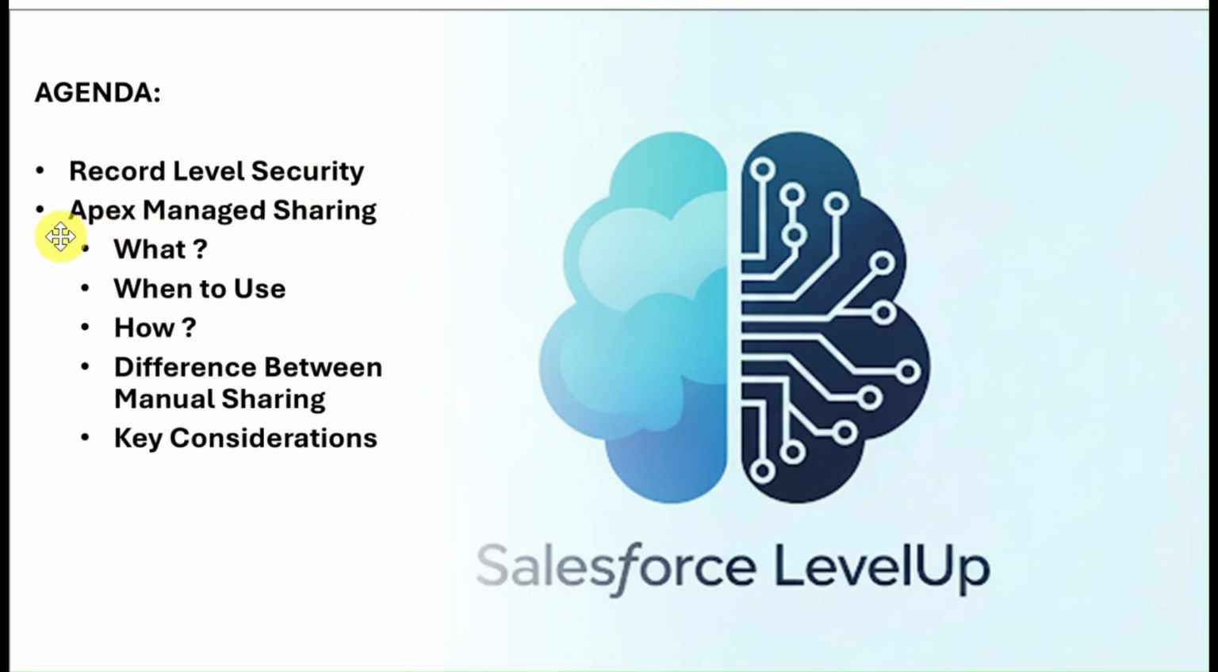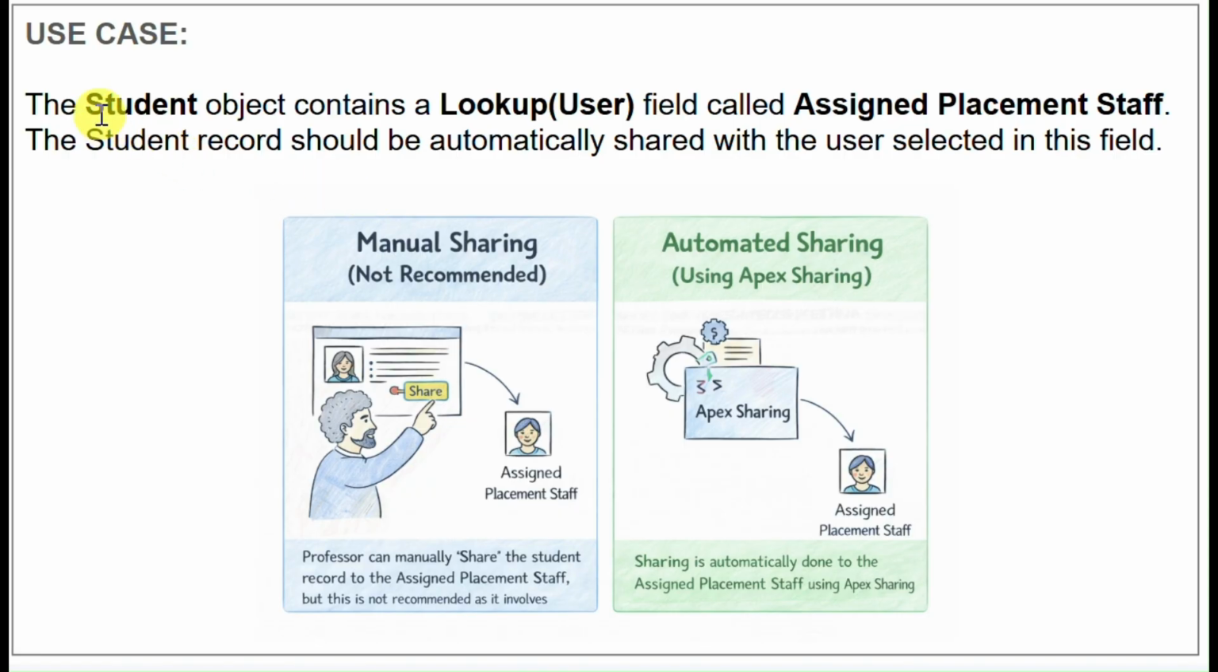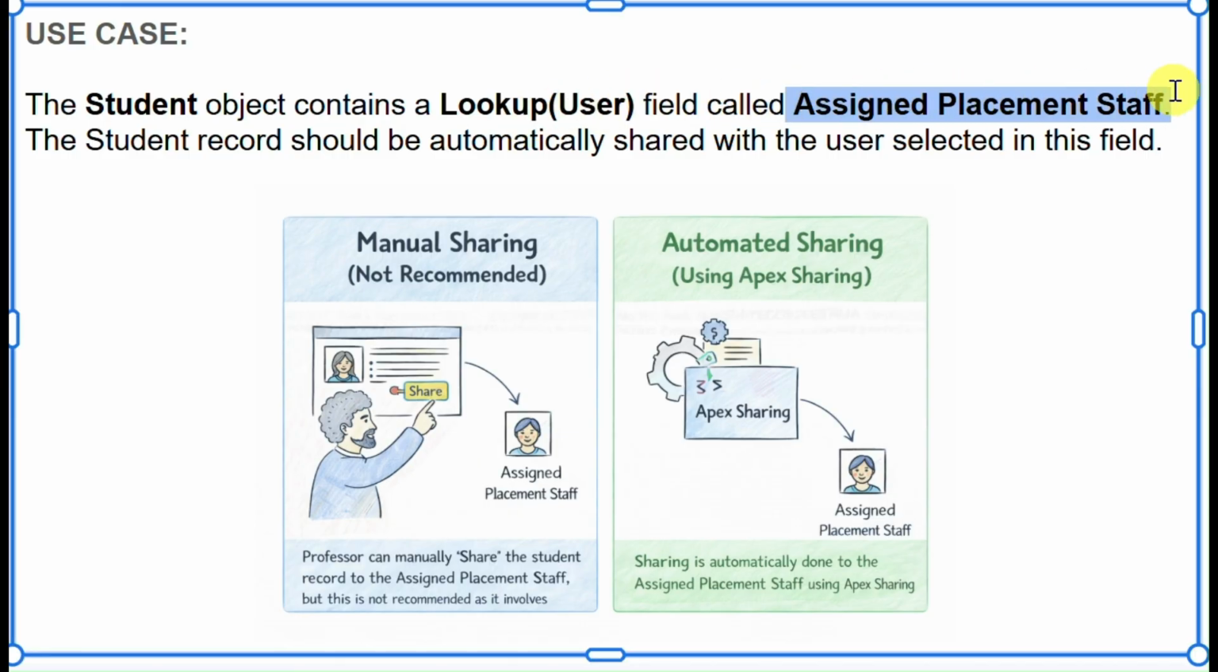In this video, we are going to learn what is Apex managed sharing in record level security. In order to understand this concept, I do have a use case. Let's say there is an object known as student object and it is having a field which is a lookup to user known as assigned placement staff. Now, let's say the scenario is that whatever user has been selected in this field should have access to that specific student record. So, this is the scenario. So, how can we achieve this?